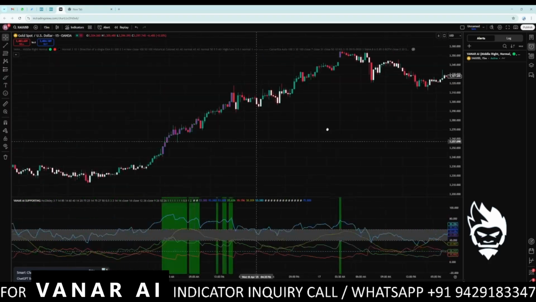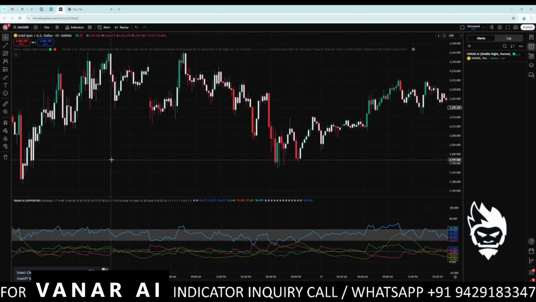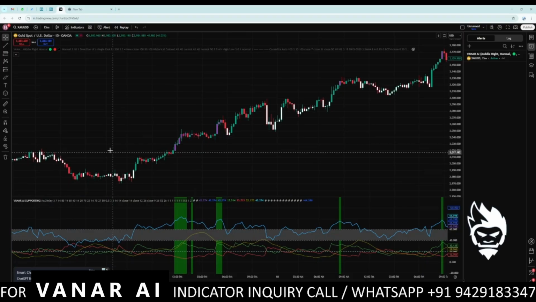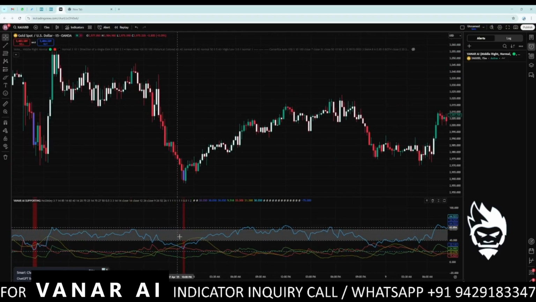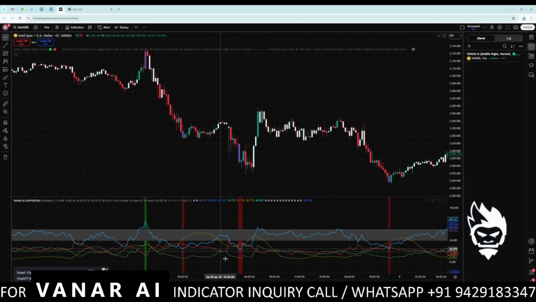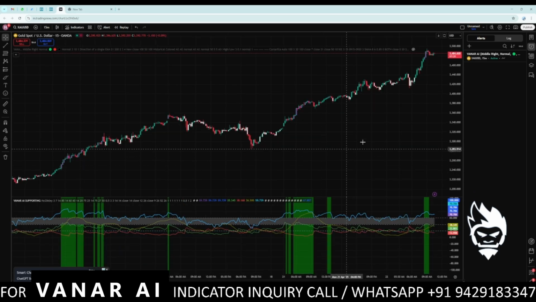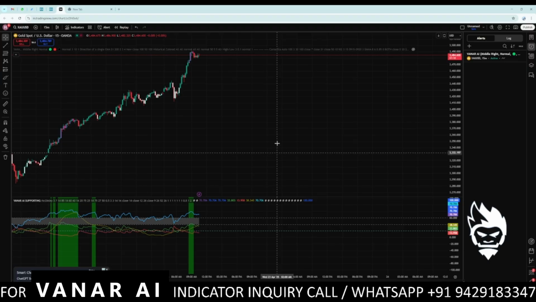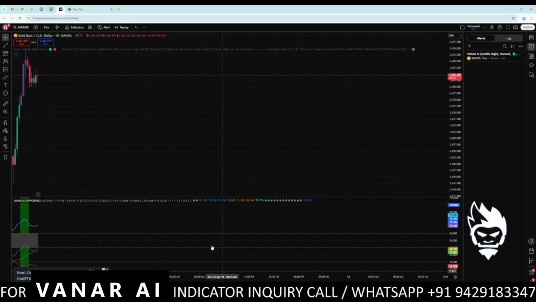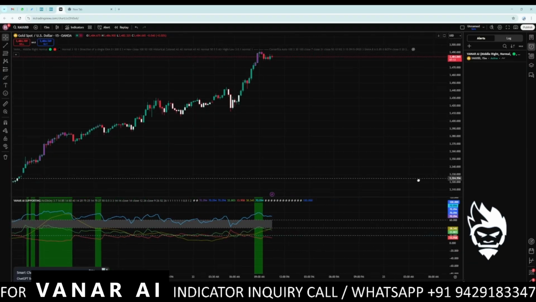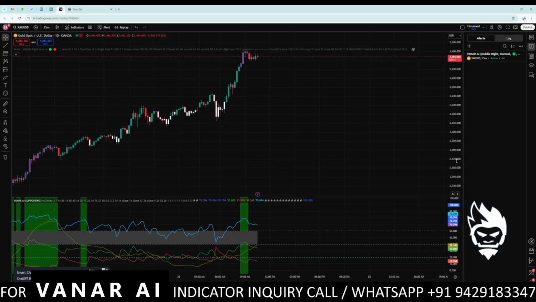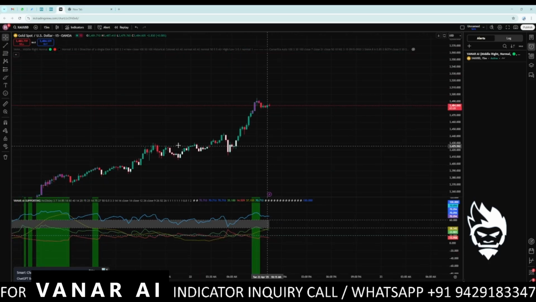Let me show you in the past, maybe there is oversold. Okay, see here, this is the oversold zone. This is also an oversold zone. So accordingly you can identify the high and bottom end of the chart. That really helps you to identify. I hope this is understood.